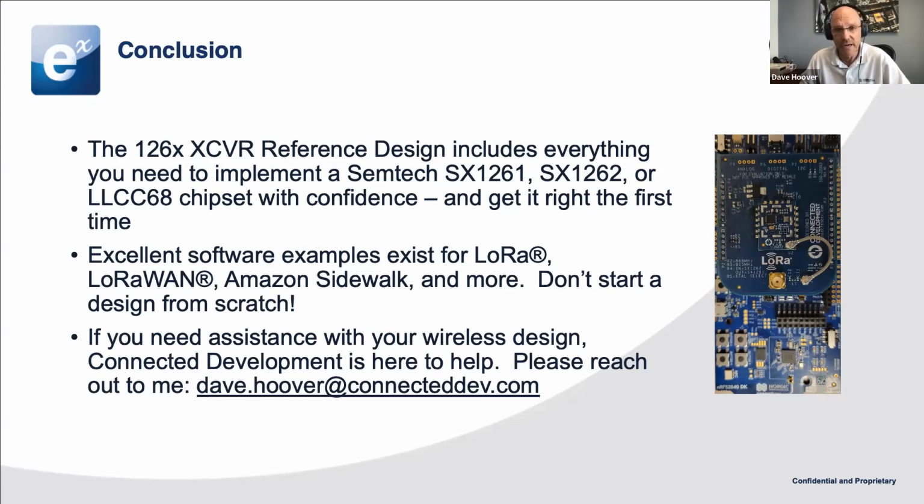Right. Software examples also are out there. They exist. There's lots of really good examples for the LoRa point-to-point stuff. There's lots of great examples for LoRaWAN network stuff. There's lots of great examples, as I just went through, for the Amazon Sidewalk side of things. So my word of wisdom here is do not start from scratch. Start with something that's already out there. Start with something that exists, and use those existing building blocks to go from. There's no reason to begin a design from scratch at the end of the day.